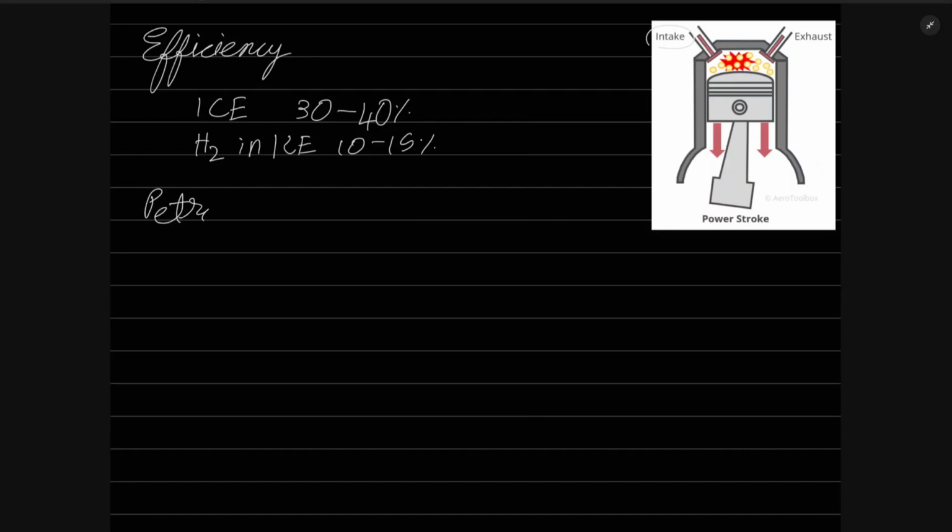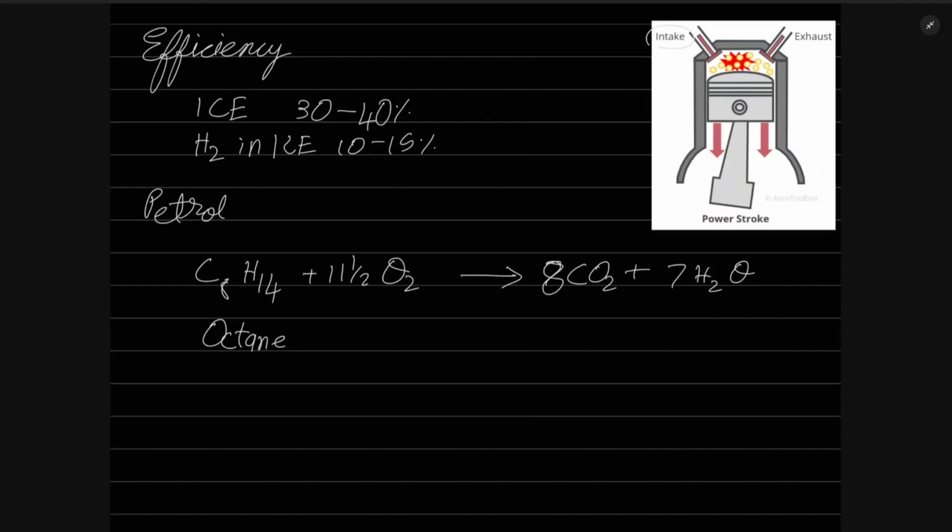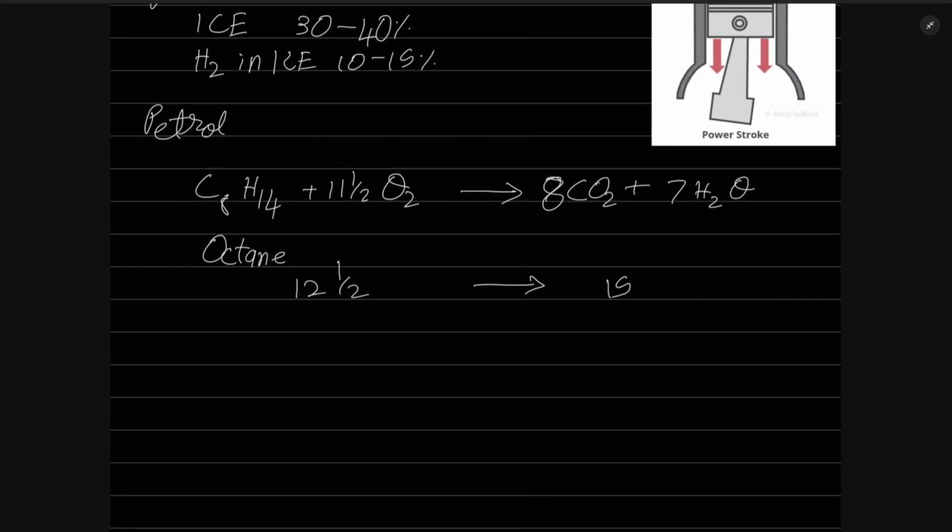So when we look at the balanced chemical equation, for the case of petrol, the primary component is octane, which is C8H14. Octane reacts with oxygen to give carbon dioxide and water. Here we can see that 12.5 molecules that have reacted have become 15 molecules after reacting. But for the case of hydrogen, it reacts with oxygen to give water. And here you can see that 1.5 molecules have become just one molecule.